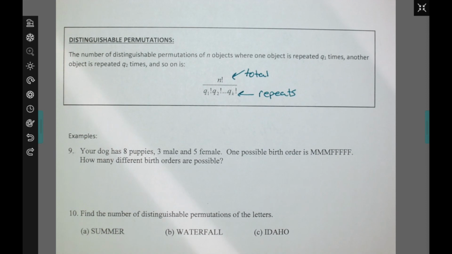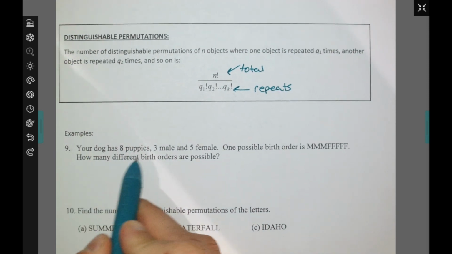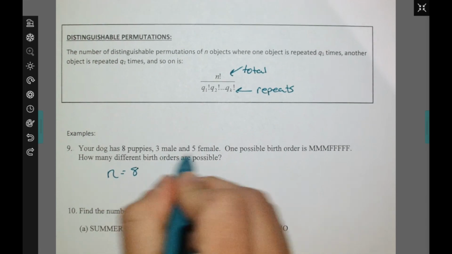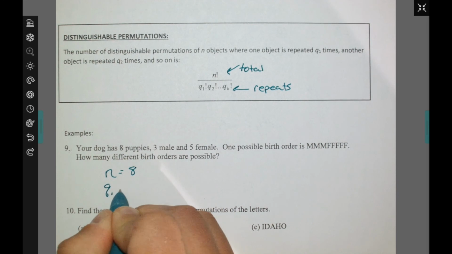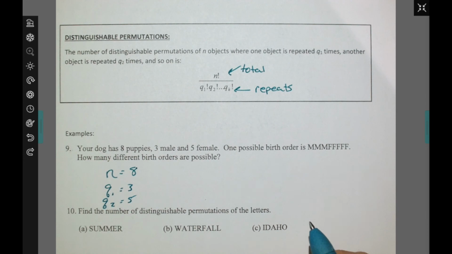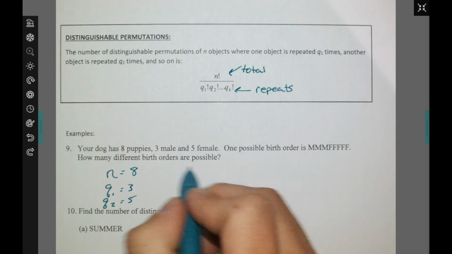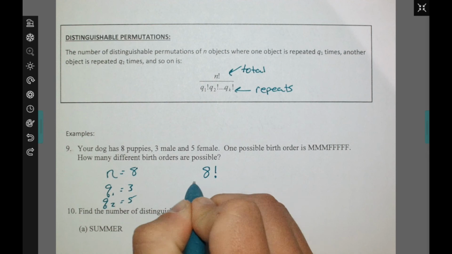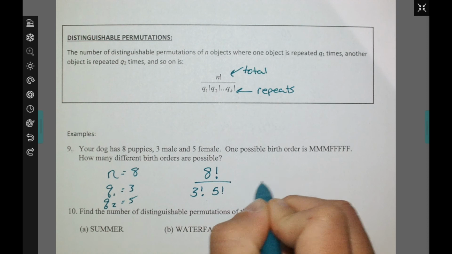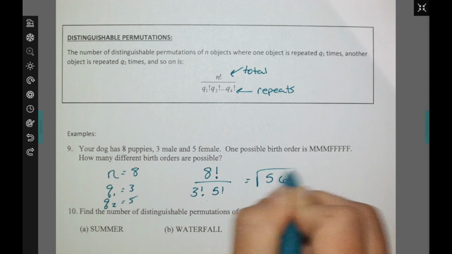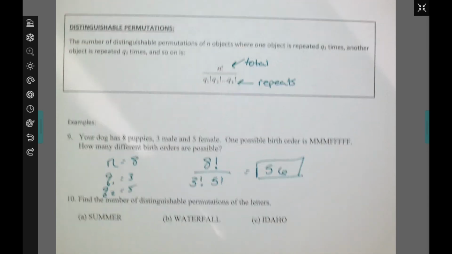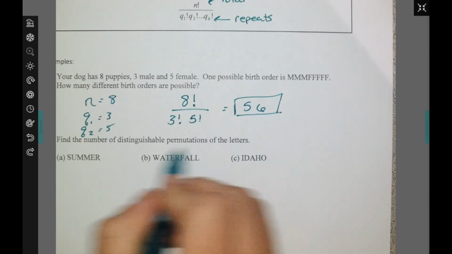Okay? So what that would look like is we have a dog that has 8 puppies. So my n is going to be 8. And then we have repeats. There's 3 males, so that would be my q1. 5 females, that would be my q2. And then from there, we are just plugging in. So my total factorial up top, and then my repeat factorials down below. And it's going to get me to 56.